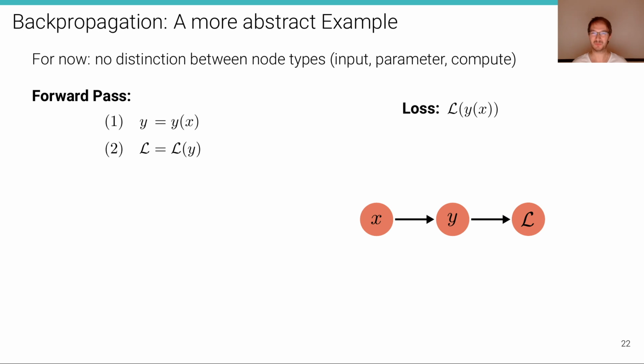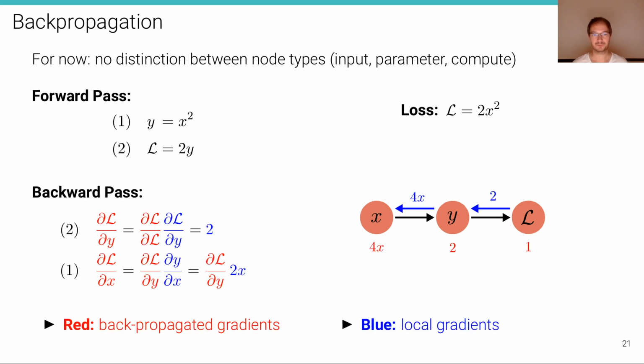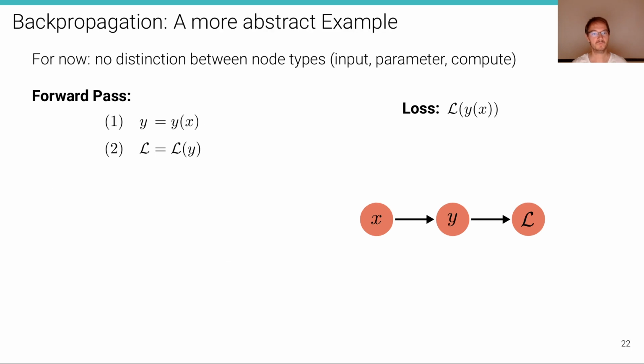Now let's make it a little bit more abstract again. What I've done here is I've replaced the concrete definition of these functions with abstract functions. So instead of y, it's just a function y of x. Instead of L, it's just a loss function L of y. So the expression reads like this: L of y of x. This is the most generic form I could express this particular computation graph with.